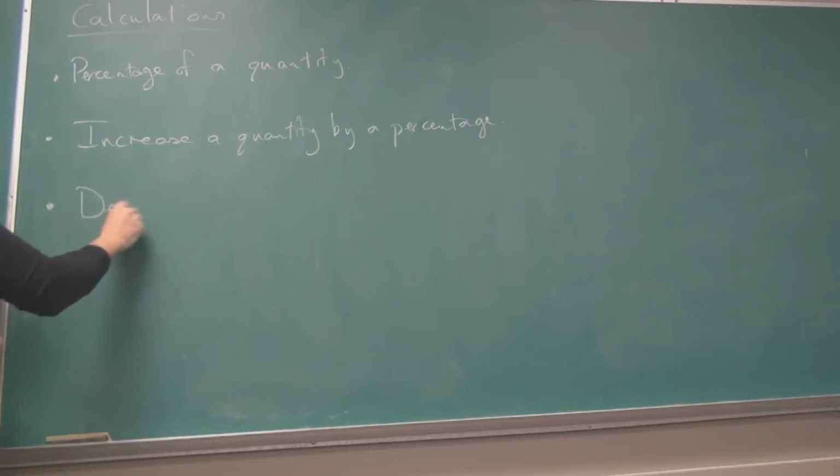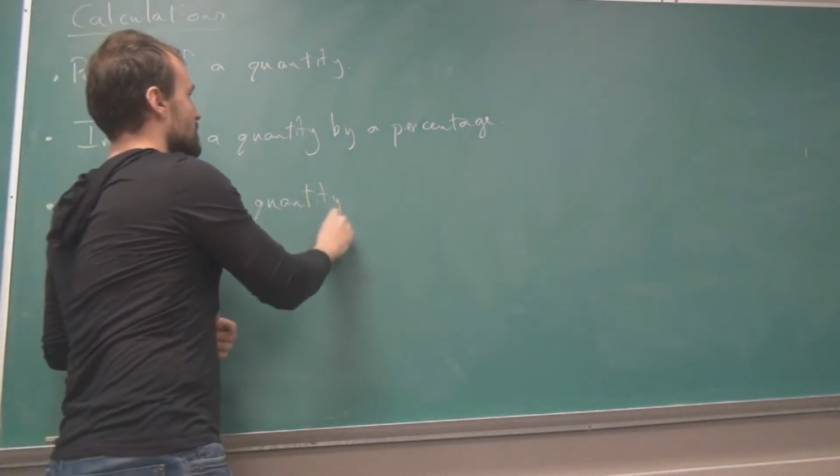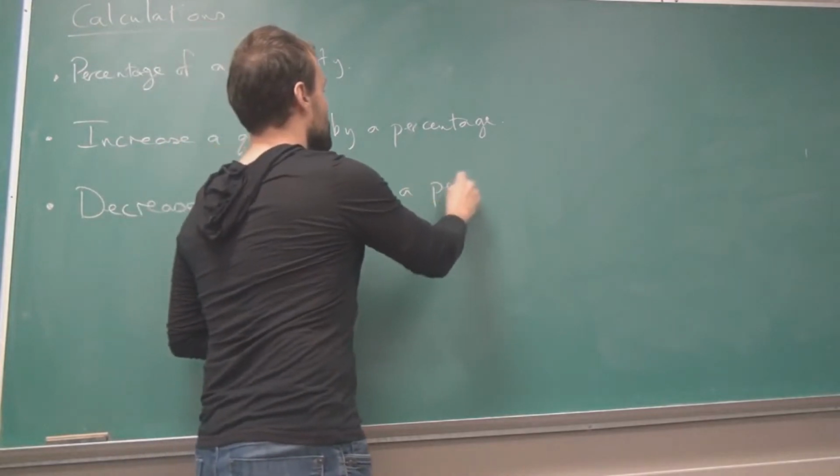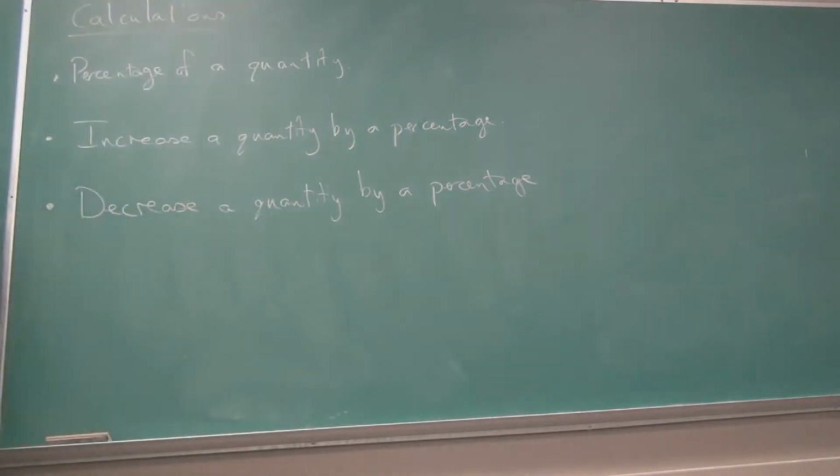And then decrease as well. Decrease a quantity by a percentage. Really, the relevance of this is you shouldn't even have to justify, but it's just everywhere. You cannot go without some understanding of percentages. It's just no. You can get taken advantage of very easily. Decrease a quantity by a percentage.